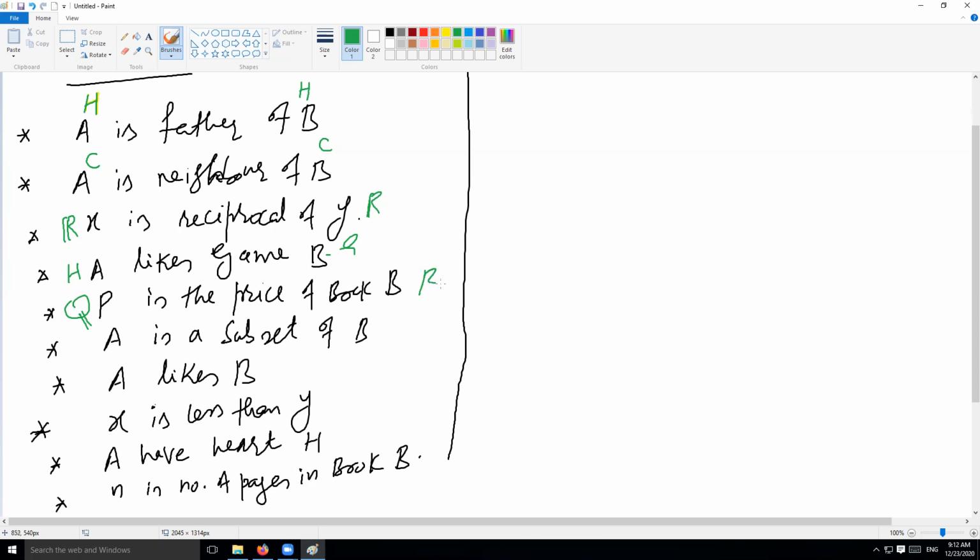So let's say B is the set of the books. A is a subset of B. It's a relationship from where to where? Natural to the real. A is a subset of B, is a relationship from real to real.